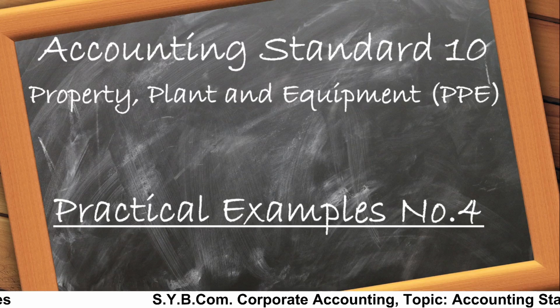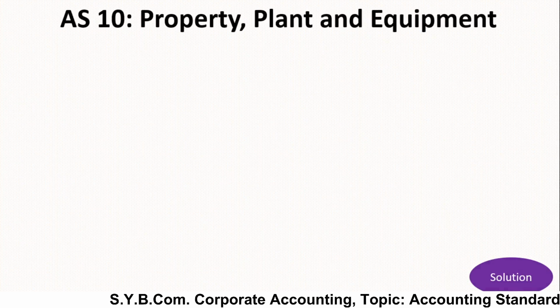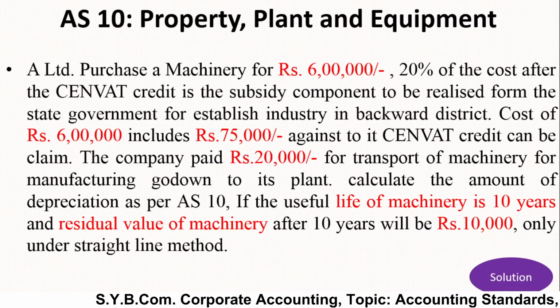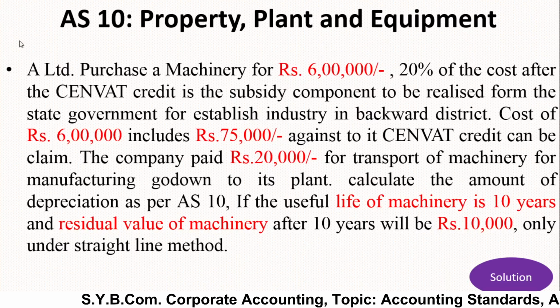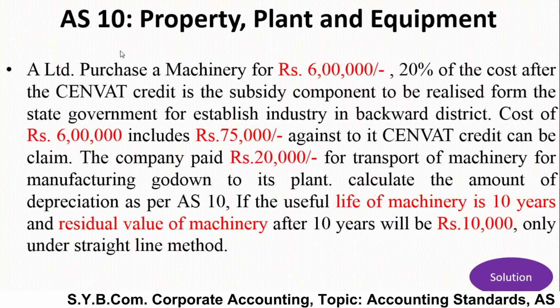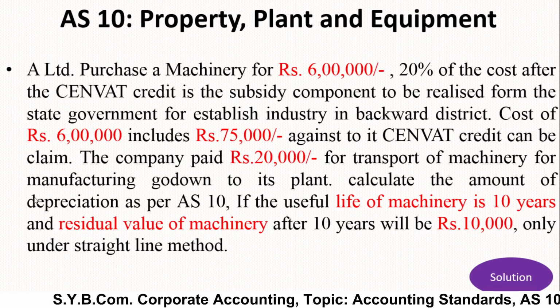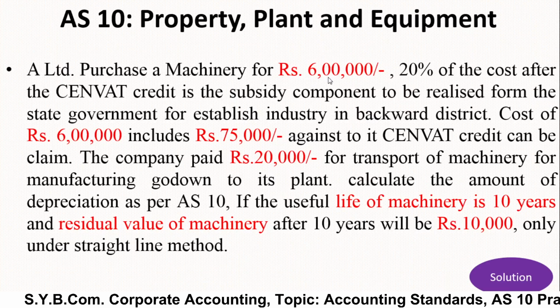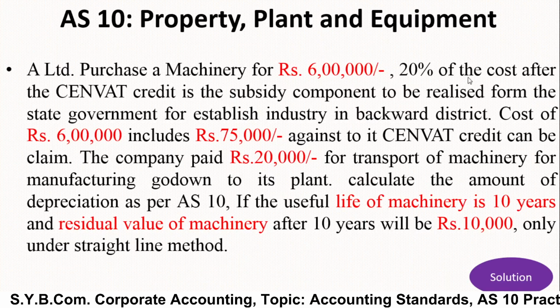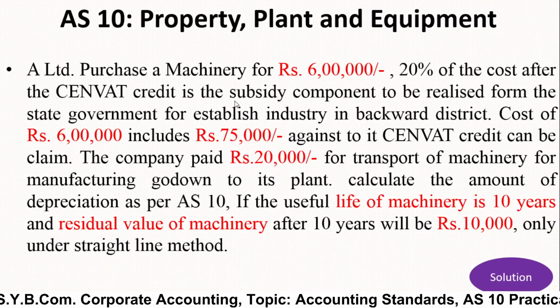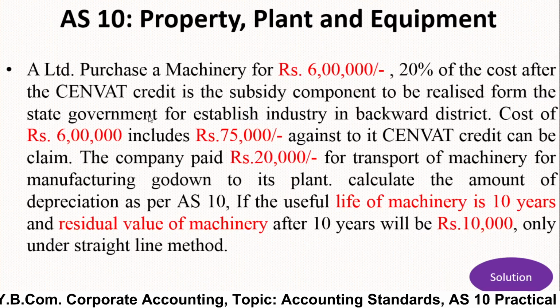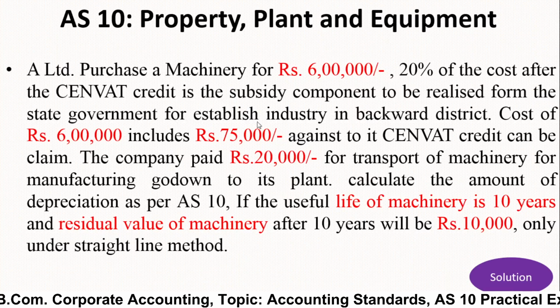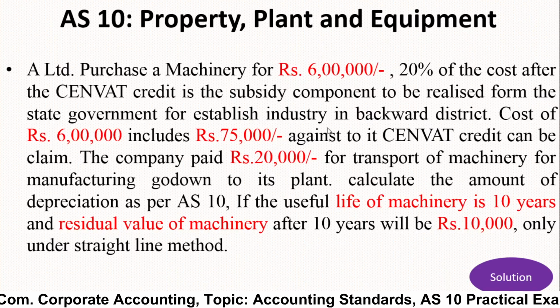Let us see here the practical example number 4 about PPE, that is Accounting Standard 10. You can see here the example of Accounting Standard 10, in which you can take a screenshot of this example. A limited purchase of machinery for rupees 6 lakh. 20% of the cost after the SENVAT credit is subsidy component to be realized from the state government for established industry in backward area.